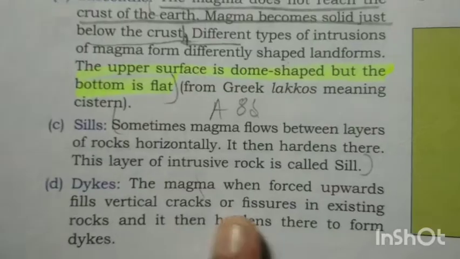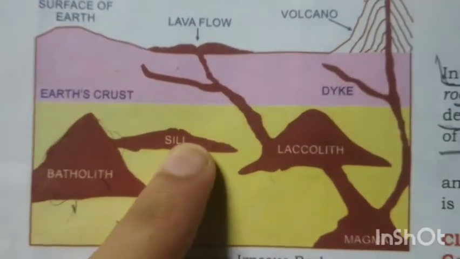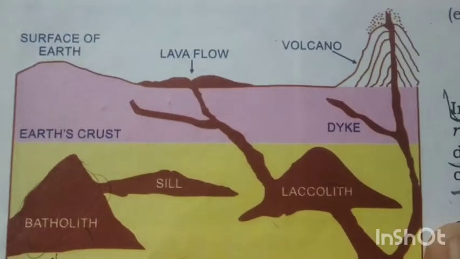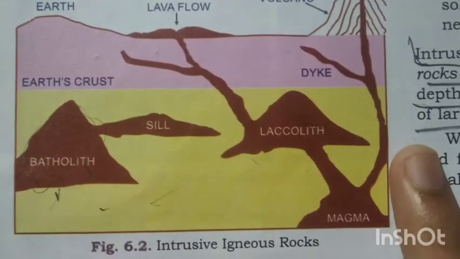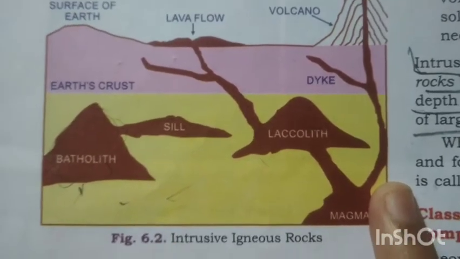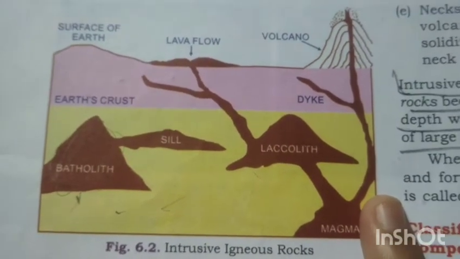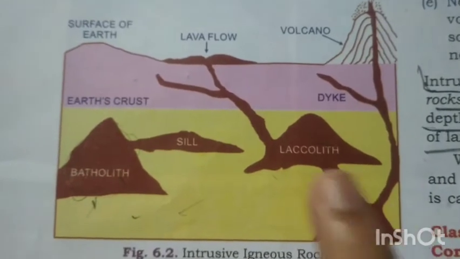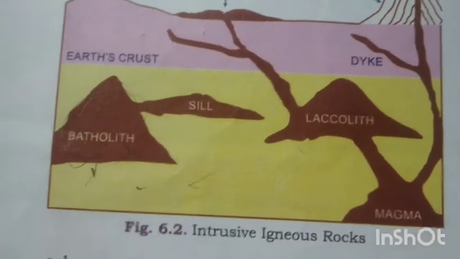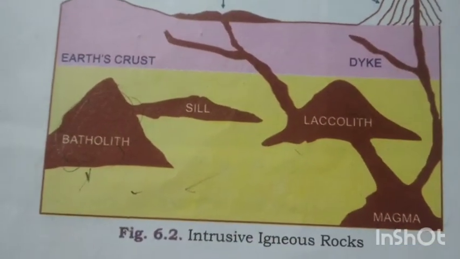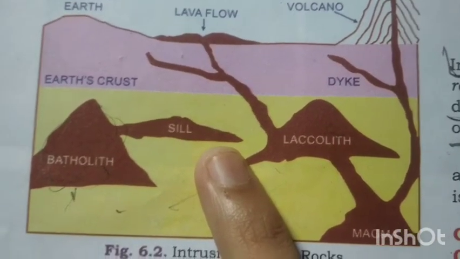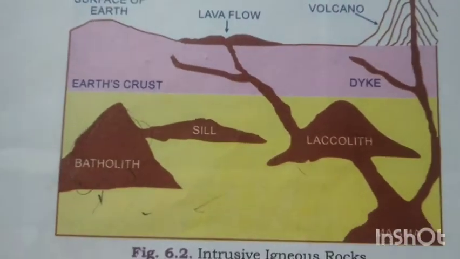Next is sill. This is sill. Sometimes the magma material is in the asthenosphere. We read in the earth structure what the asthenosphere is. So sometimes the magma flows between layers, and there it hardens and forms a sill. So this is a sill. These rocks are formed when magma cools down between layers.